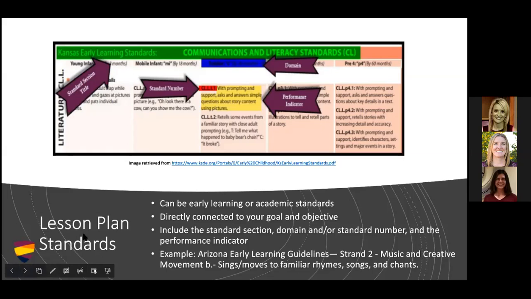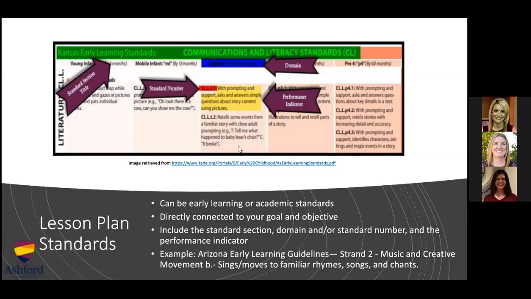But when we look at standards, and each state has their own set of early learning standards, there are key areas that we want to look at to help us identify the specific skill that we are working on that's aligned to our standards. Each state, like I said, has its own standards, but they all have some common similarities.